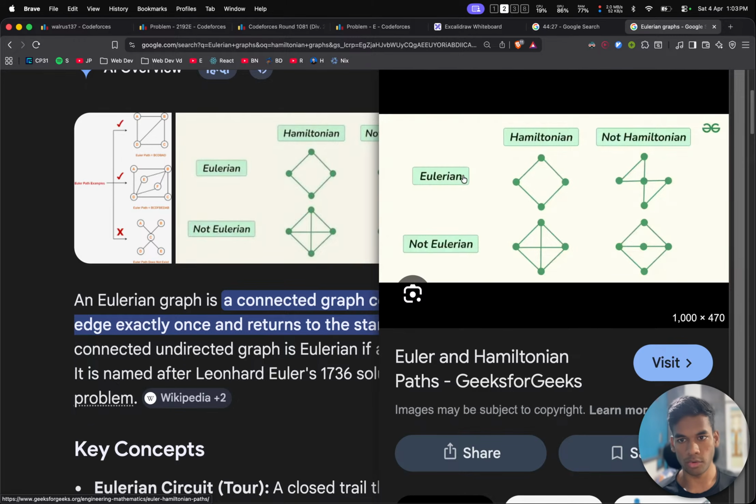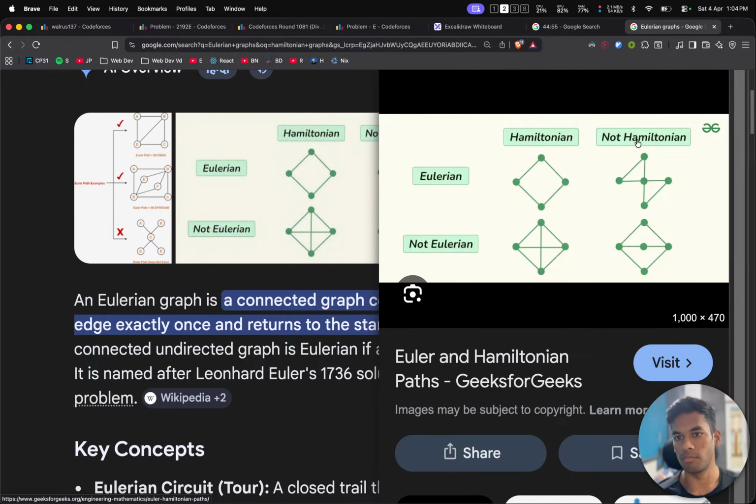This is also Eulerian because we start from this, go here, here, here, here, and we have visited all the edges. In this one, we can start from here. We can go here, go here, go here, go here, go here, and then here. We have visited all the edges exactly once. So this is Eulerian, but this is not Hamiltonian because we visited this node which is in the middle twice.